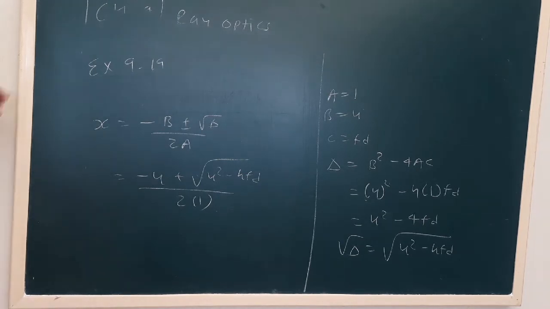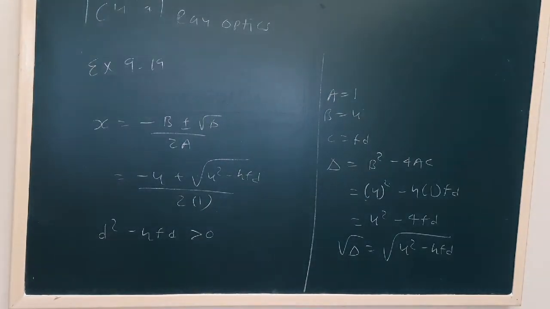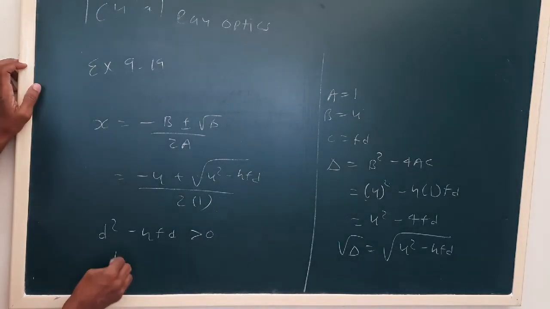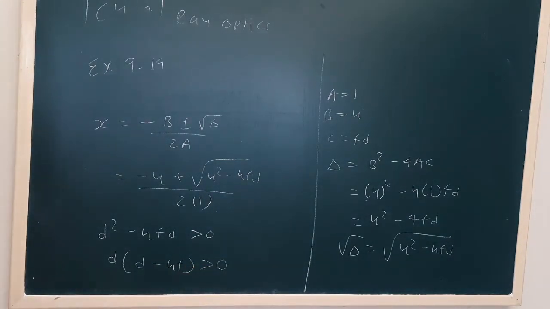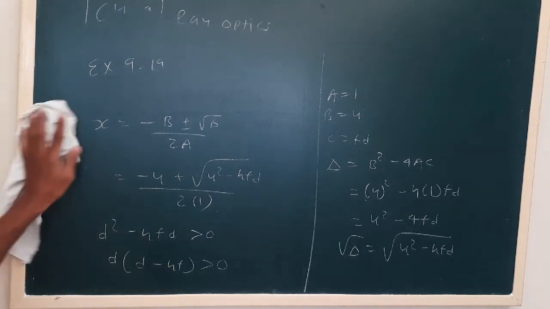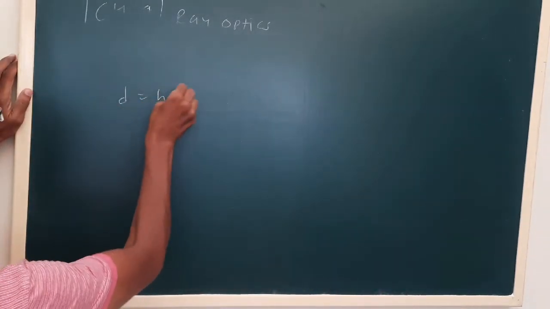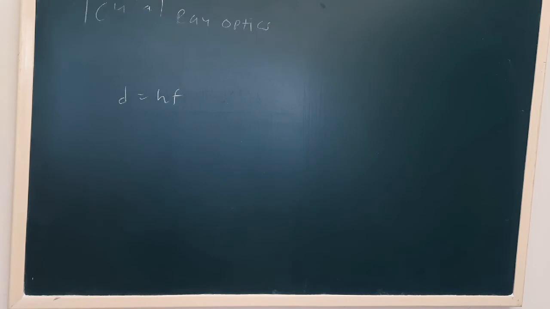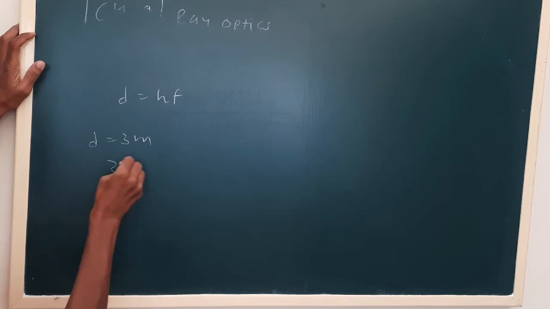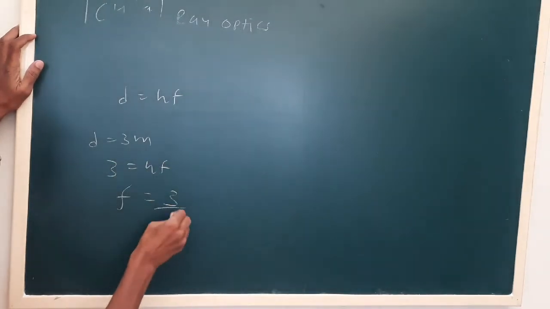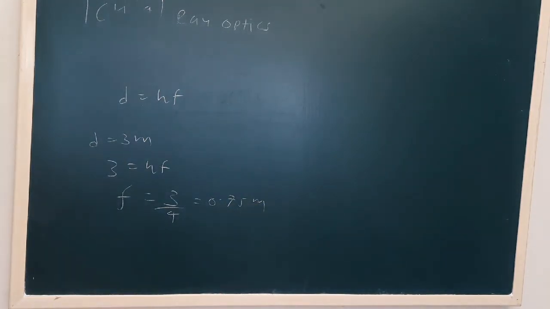So what we obtain is d square minus 4ac should be greater than 0. Okay, d square minus 4fd should be greater than 0. So d into d minus 4f should be greater than 0. Okay, so d should be greater than or equal to 4f. Now see, our distance is given as 3 meter. So our f turns out to be 3/4 at this point. Okay, so that should be the minimum focal length required.